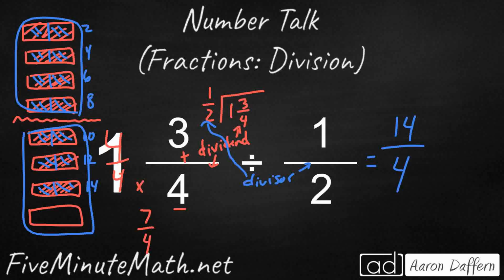And then we think, okay, so we can simplify that, right? We need to divide both of those by 2. And what are we going to get? Well, we're going to get 7/2. Okay, now what's another way to visualize that?